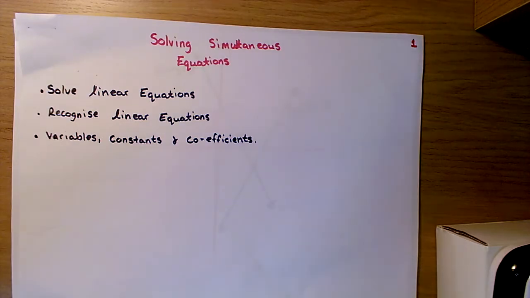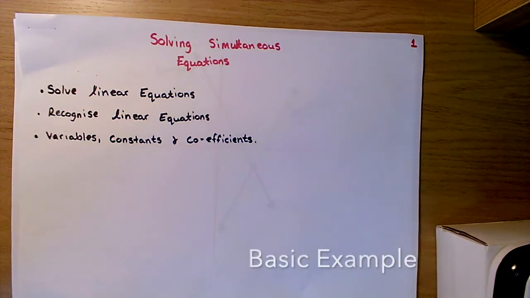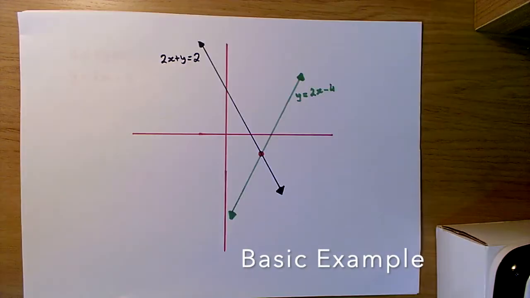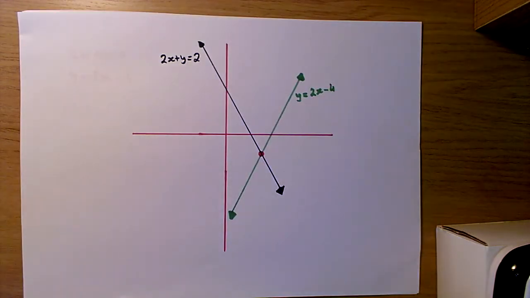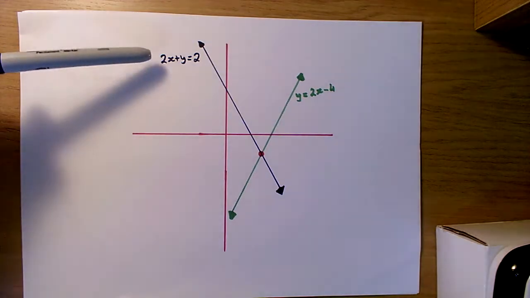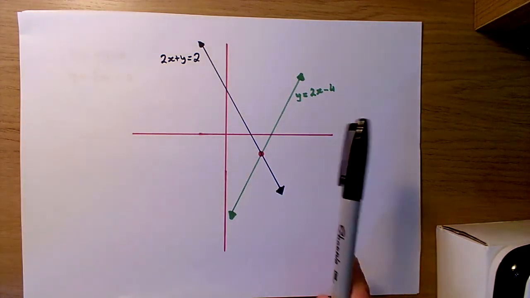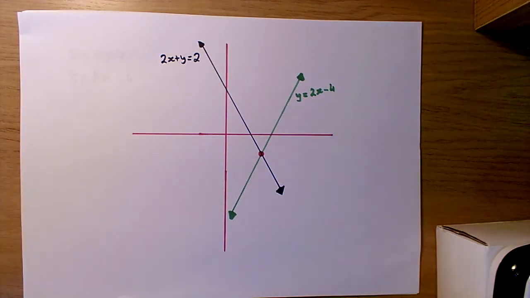And when we think about just the word simultaneous from an English perspective, all that means is working with something at the same time, so working with two things together in coordination with one another, in other words. So here we have two linear equations: 2x plus y is equal to 2, and y is equal to 2x minus 4.